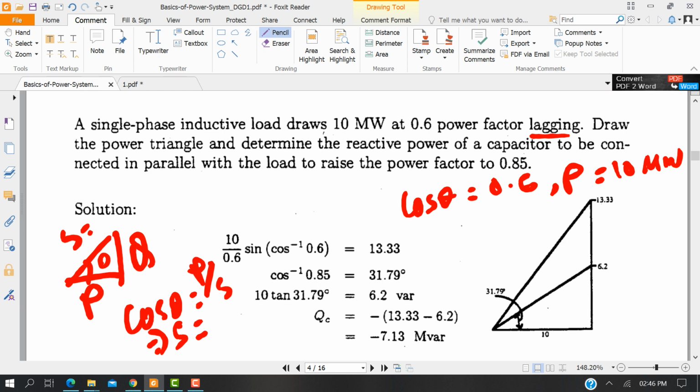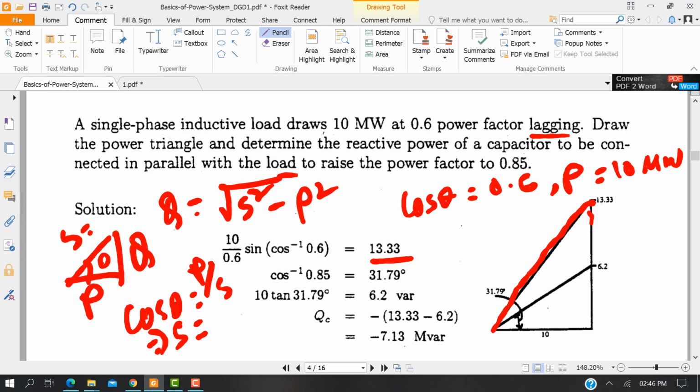And then Q, I can get easily the value of Q, because Q can be written as Q equals the square root of S square minus P square, and then put the value. I think we'll get this value. It's the higher reactive power in the inductive circuit. Now this is the power triangle for the first case.